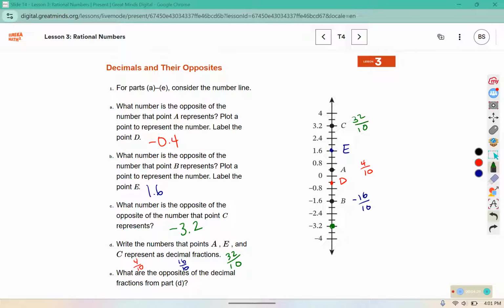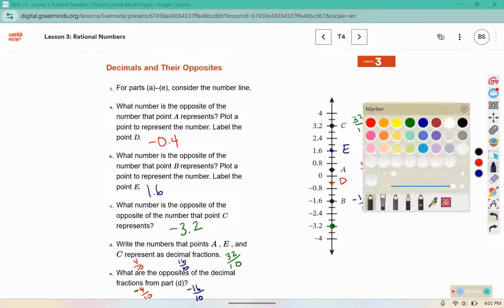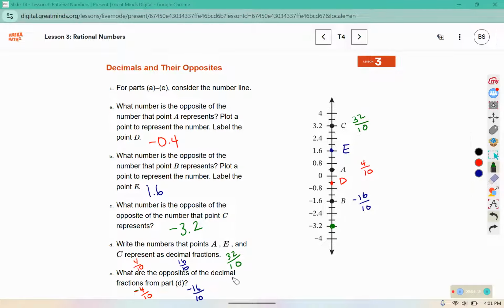What are the opposites of the decimal fractions from part D? The opposite of 4/10 would be -4/10. The opposite of 16/10 is -16/10. And the opposite of 32/10 would be -32/10.